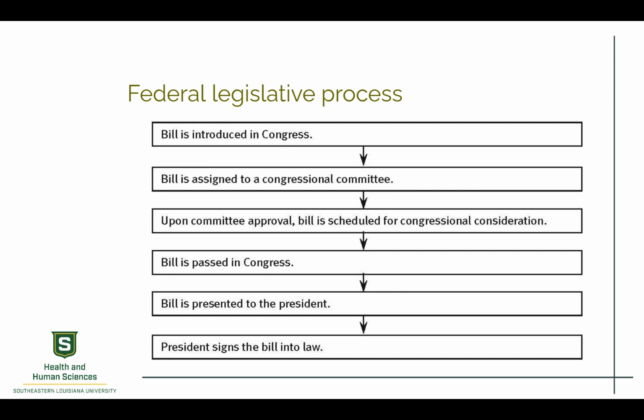You have the bill introduced to Congress, and then it is assigned to a congressional committee if there's hope that it's going to get passed. Upon committee approval, the bill is scheduled for congressional consideration. If all goes well, it gets passed in the Congress, and then it gets presented to the president. If the president decides not to veto it, it gets signed into law. So this is a very simplified process of how policy making is done at the legislative end, especially at the Congress level.